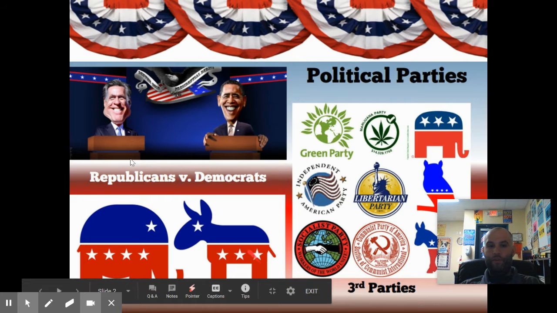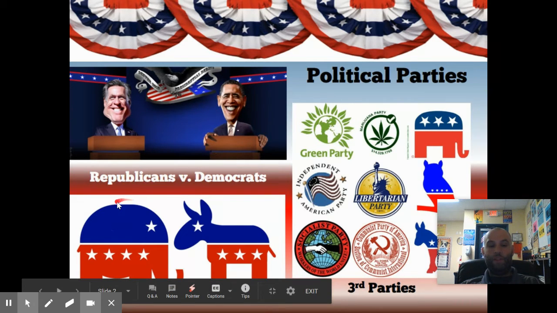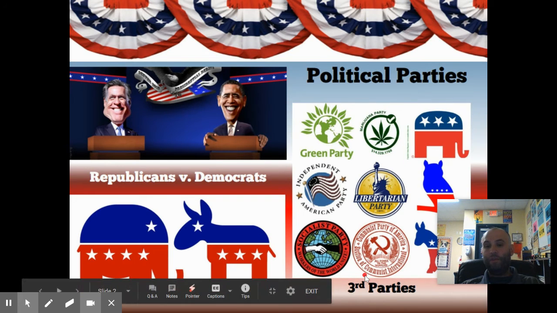So here we have the two main political parties. My PowerPoint's a little outdated. This is from the 2012 election, so we're 8 years behind here. But we have the Republicans represented by the elephant, and the Democrats represented by the donkey. We do live in a two-party system, which means two political parties dominate our government, which are Republicans and Democrats. But we do have things called third parties, which are smaller parties. We need to know some of their beliefs, like the Socialist Party, the Libertarian Party, and the Communist Party.